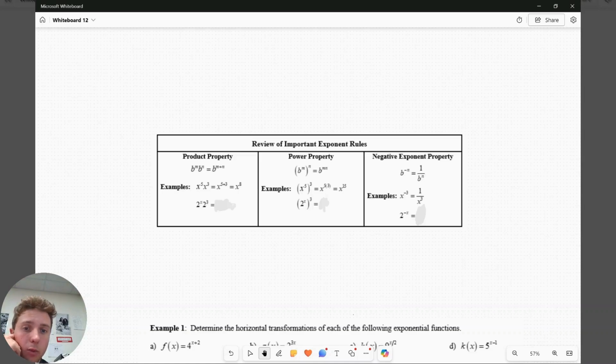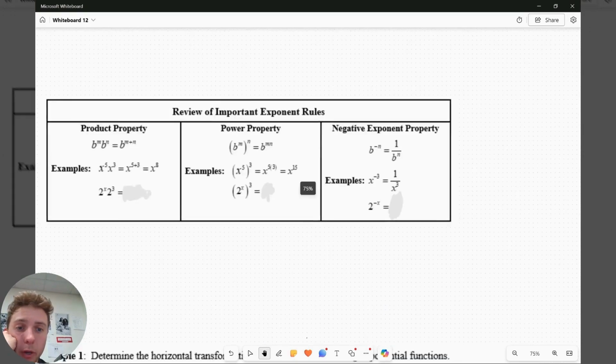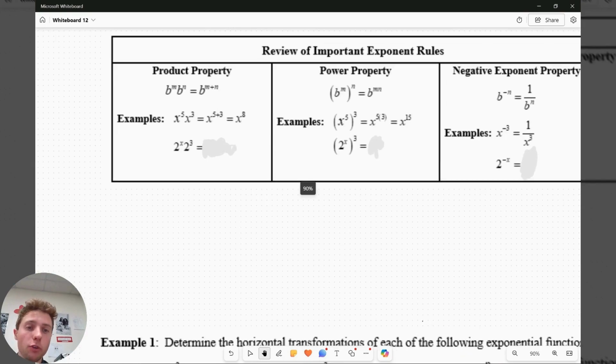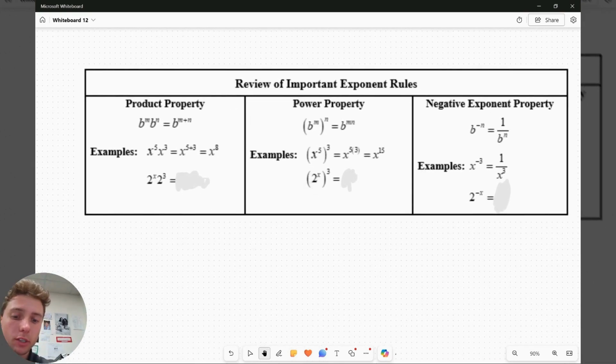I'm Mr. Hibble. Today we're looking at a lot of exponential stuff. One big component here is exponent rules. So let's review a few of those right now. We'll cover some other exponent rules later on.